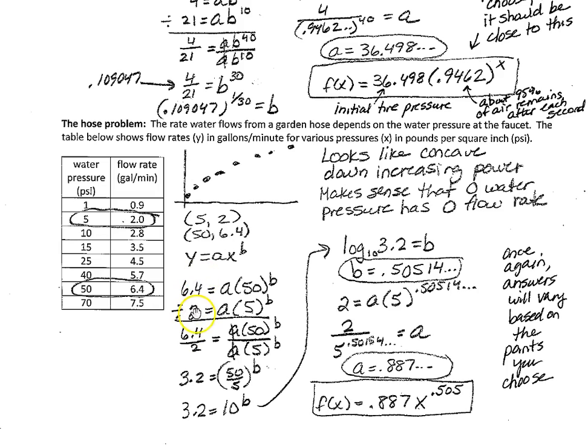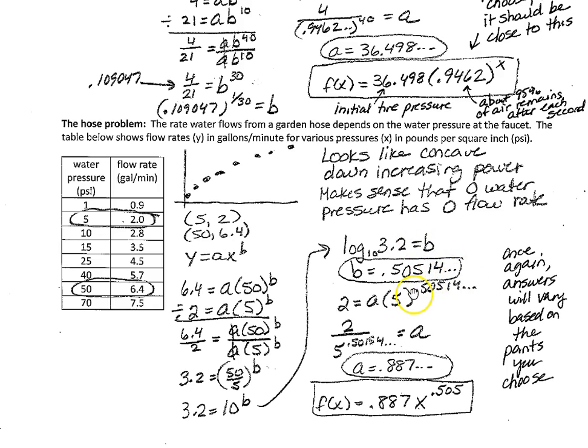So I divided the y values. Remember, then you can divide the bases, because 50 to the b over 5 to the b is the same as 50 over 5 to the b. So I got 3.2 is 10 to the b power. And then I used log base 10 of 3.2 is b. Since that was base 10, that was really handy to do. Found out what b was.